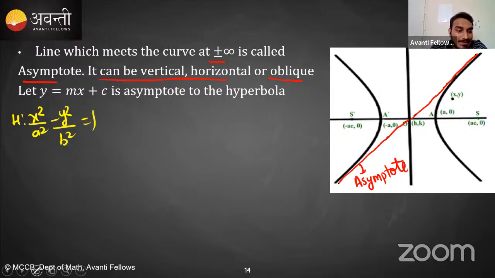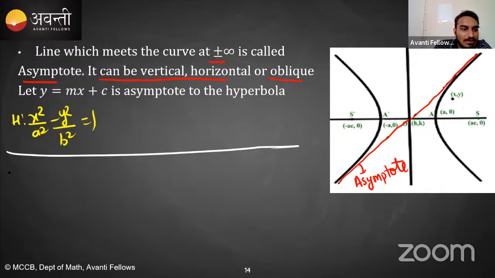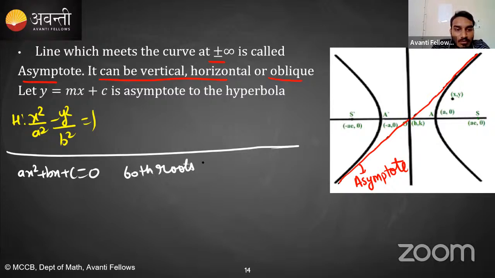Before that, there is a small concept that I think you already know, but still I'm revising. Let's say I ask you, for the quadratic equation ax square plus bx plus c is equal to 0, both roots are infinity, or plus minus infinity.